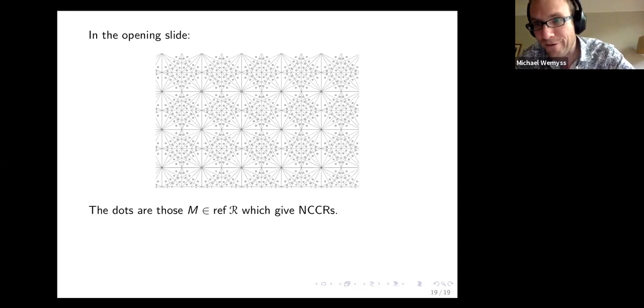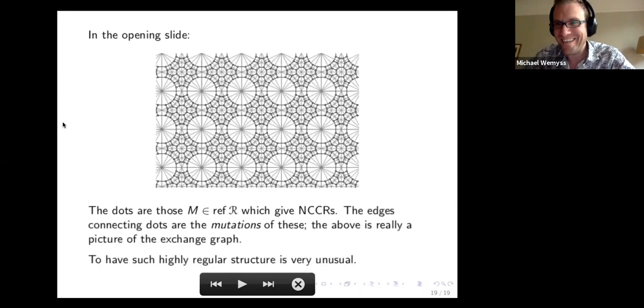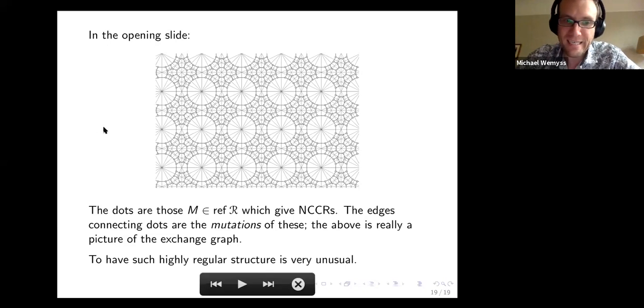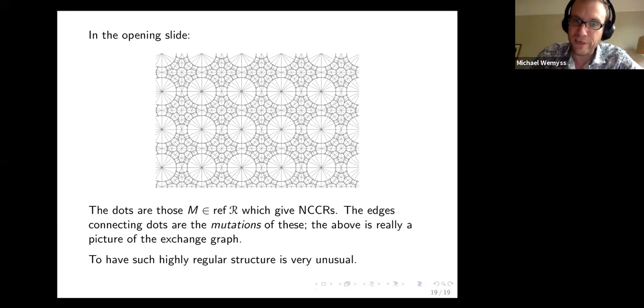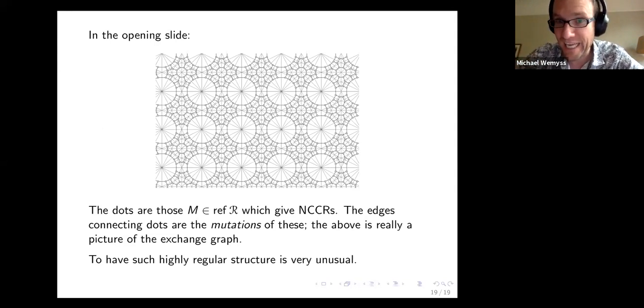Now, the great thing about the hyperplane arrangement is there's more information. You can look at this dot and this dot, and you notice that they are beside each other in the hyperplane arrangement. If I draw a line between two dots precisely when the chambers are adjacent, I get that picture there. There's a homological interpretation of what those lines are, and they're called mutation of modules. There are two take-home messages of this slide. The first is that this is something called the exchange graph in the lingo, and to have such a highly regular structure is highly unusual.